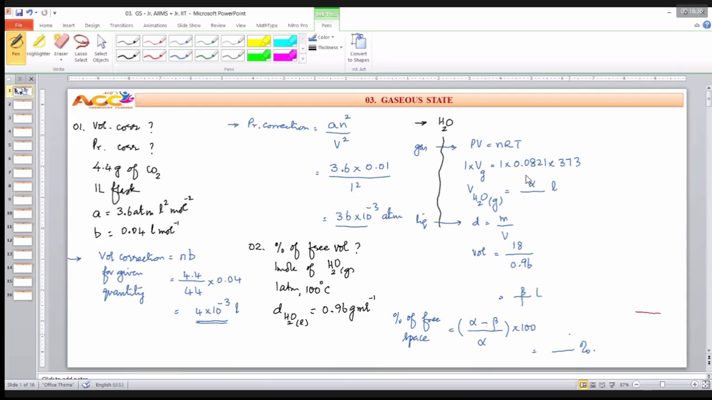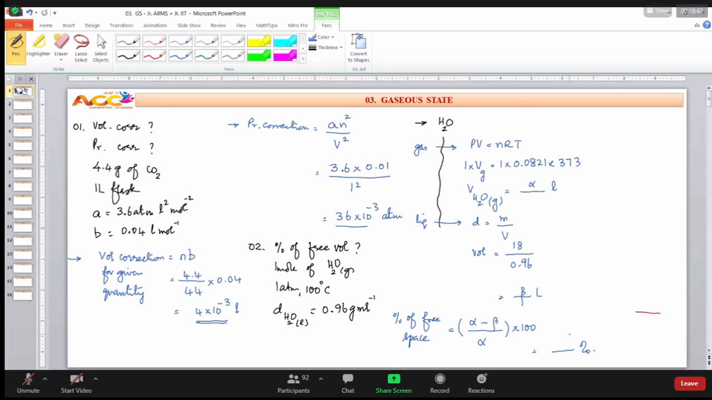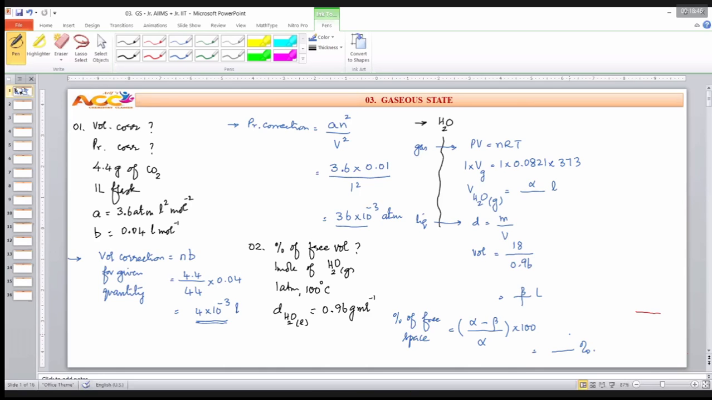He is not asking this one. I am having one step ahead, I have gone. He is asking simply percentage of free volume, free space or free volume, both are same. Then what I should say, this is supposed to be occupied, this is left out. Alpha minus beta by alpha into 100. Do stepwise. I am jumping somewhere here. Do stepwise.